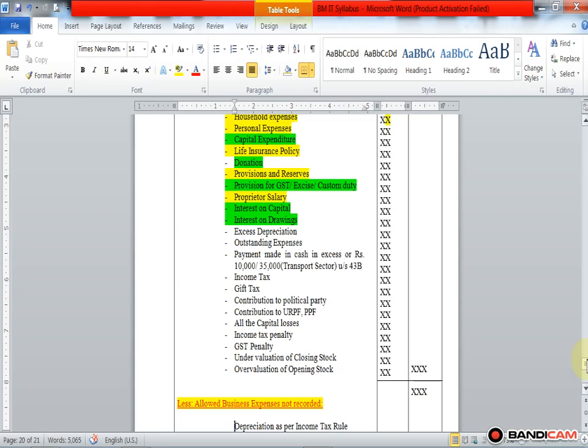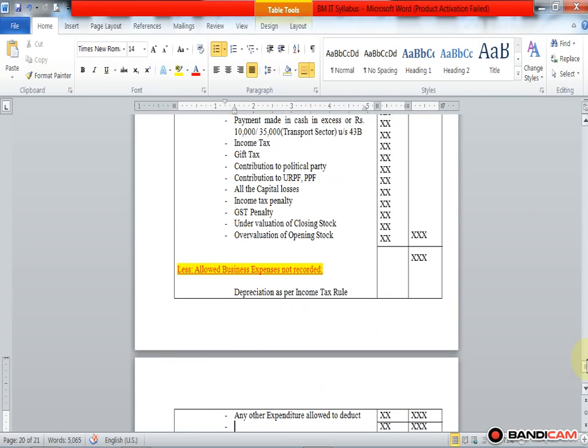Income tax, gift tax, contribution to URPF, PPF, all capital losses, income tax penalty, GST penalty, undervaluation of closing stock, overvaluation of opening stock. So all these expenses are disallowed. Okay, अंडरव्हॅल्युएशन ऑफ क्लोजिंग स्टॉक मीन्स स्टॉक तुम्ही कमी लिहिलेला आहे, कमी लिहिला असेल तर तो वाढवावा लागेल, यासाठी ॲड होईल. ओव्हर व्हॅल्युएशन ऑफ ओपनिंग स्टॉक, ओपनिंग स्टॉक तुम्ही ओव्हर व्हॅल्यूड केलेला आहे, म्हणजे जास्तीचा दाखवलेला आहे, जेवढी अमाऊंट जास्त दाखवली तेवढी त्या नेट प्रॉफिटमध्ये ॲड केली पाहिजे, त्याच वेळेस आपण नेट प्रॉफिट करेक्ट फाइंड आउट करणार आहे.